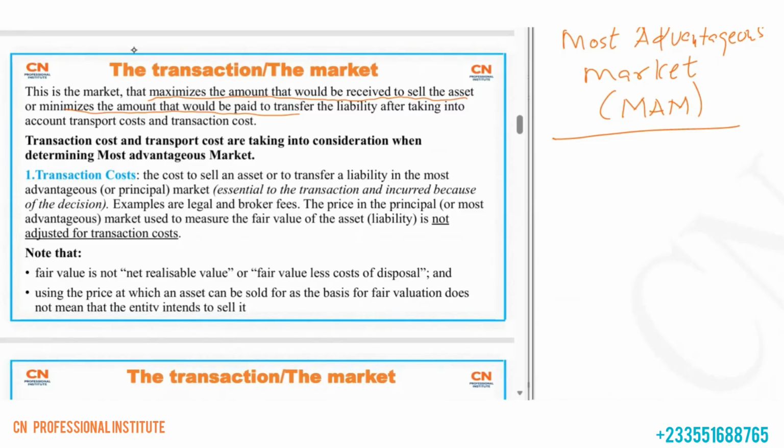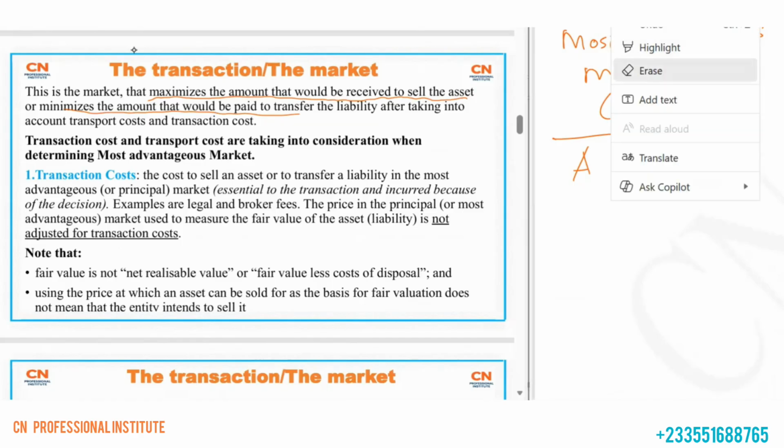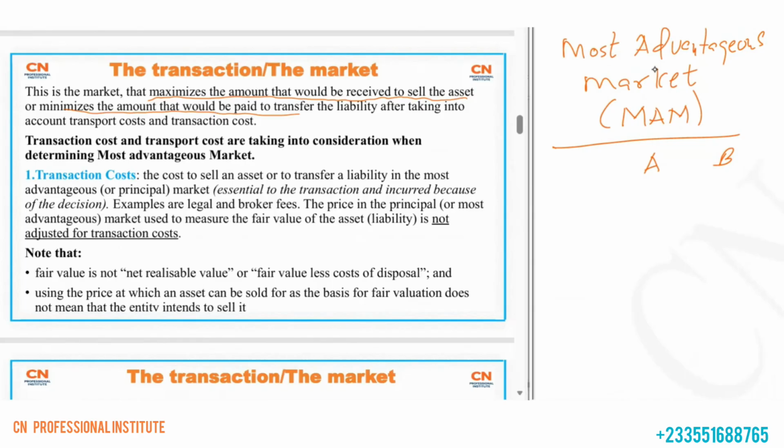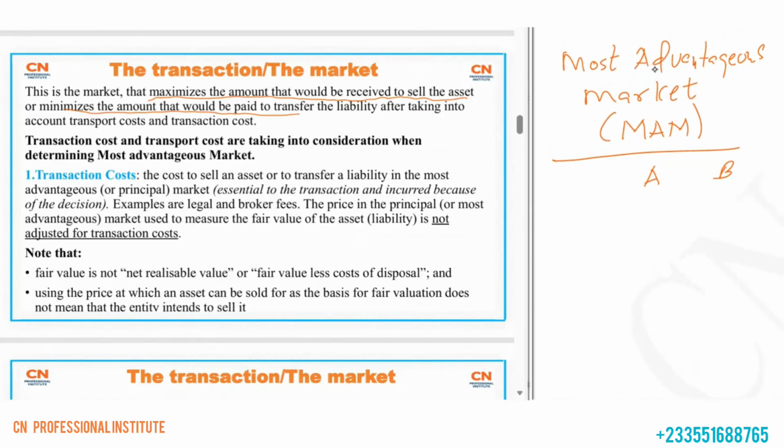So what you do is, let's say we have the same two markets, market A and market B. Now let me wipe this one here and take it to this side. So here, we have two markets, market A and market B. Now let's say for market A, the selling price is 40,000 Ghana cedis. Market B, the selling price is 80,000 Ghana cedis.